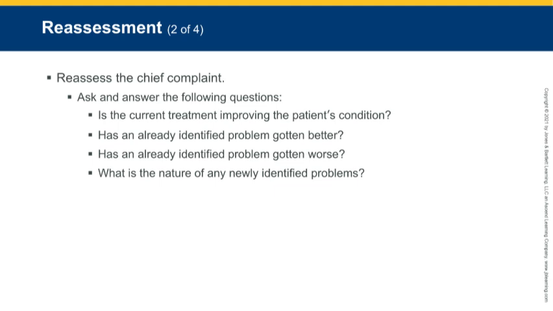As the situation evolves, we must be ready to adjust our treatment plan. Ask yourself, is the current treatment effective? Are interventions like oxygen or bleeding control working? Has an identified problem worsened? Is the patient's breathing becoming more labored? Are new symptoms developing? For example, a patient with chest pain might now be short of breath, signaling worsening cardiac distress. If significant changes occur, prioritize rapid transport and prepare hospital teams for an urgent handoff.